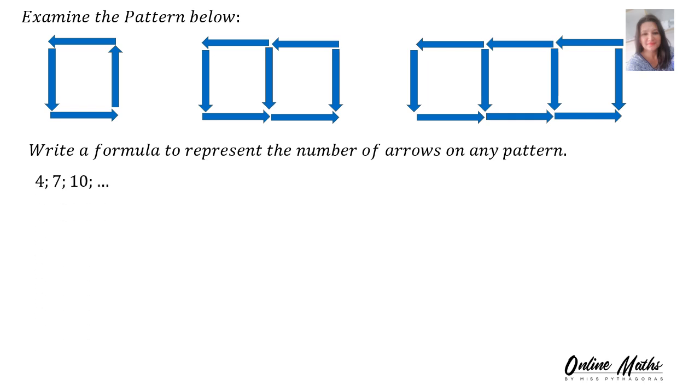So we can start by counting the arrows. In the first pattern there's 4, in the second one there are 7, and in the third one there are 10. Then we can work out a constant difference, D, and can you remember D was term 2 minus term 1, which is 7 minus 4 is 3.